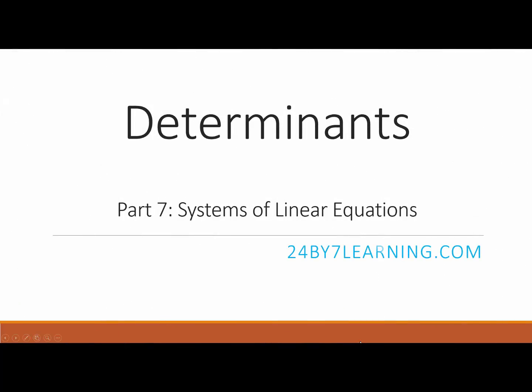Hi there. In our last section, you learned the inverse of a matrix. In this section, you are going to learn how to use the inverse of a matrix to find the solution of a system of linear equations. So let's begin. Systems of linear equations.